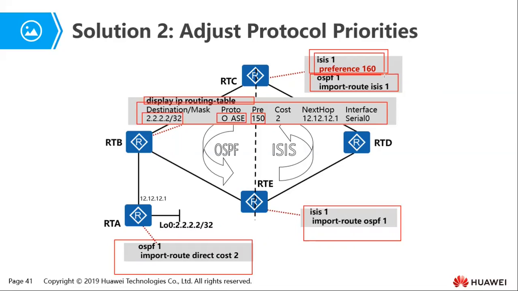Once we do that, the routes that have been advertised by ISIS 1 are not going to be installed in the routing table, because in the routing table only the best route is installed, based on the preference, and then the cost, and so on and so forth. So I hope that is clear.